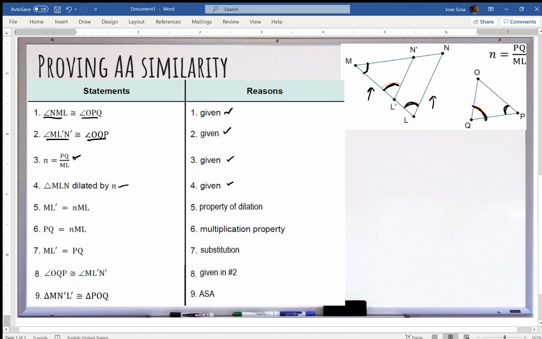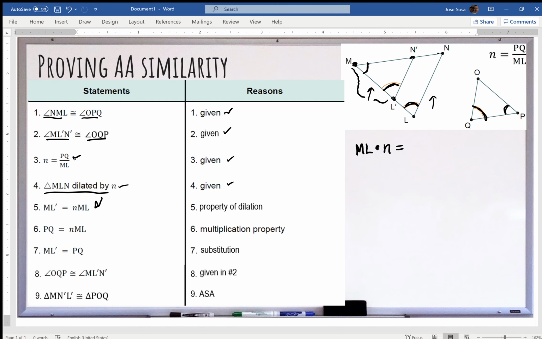All right. So the next line is derived from this, because this triangle here, ML prime N prime, is a dilation of MLN. That means I can take the original length, ML, multiply it times the dilation factor, and get the dilated length. This comes strictly from the definition of a dilation. In this case, I would get ML prime, which is what we have right here. That is a property of a dilation, as we are told right there.